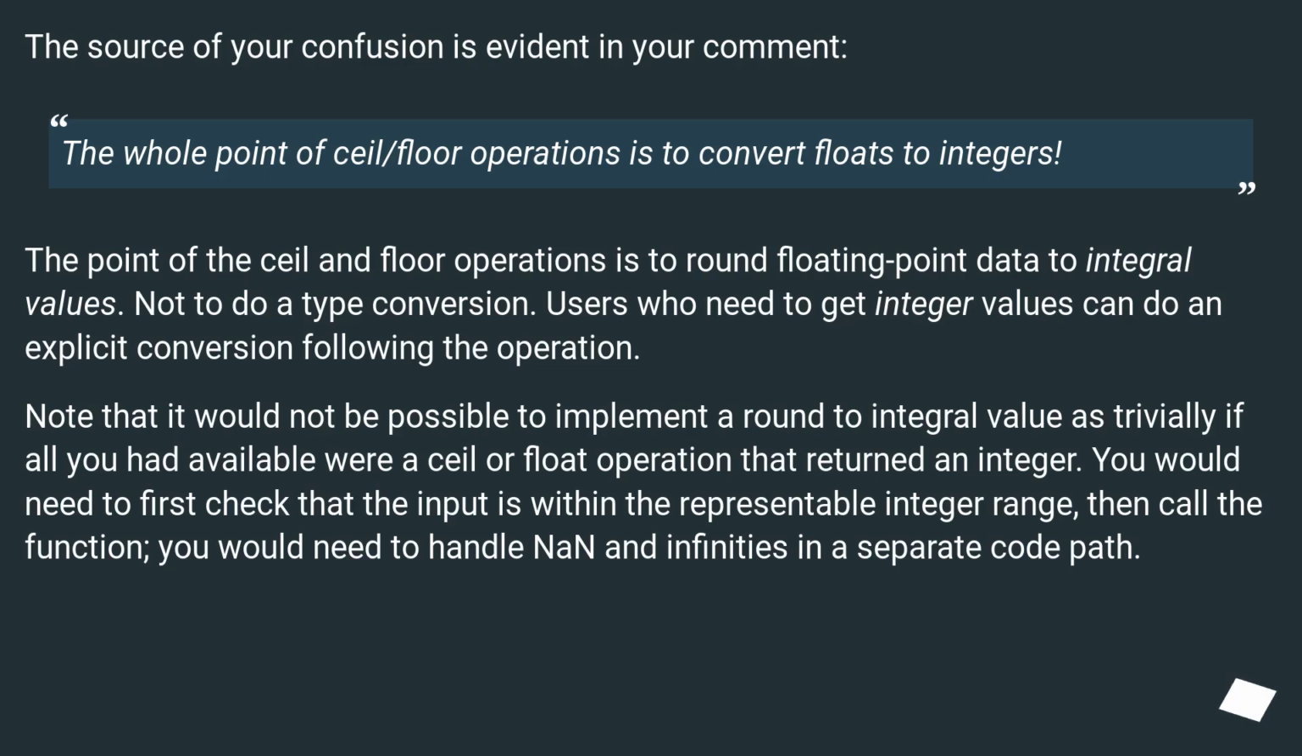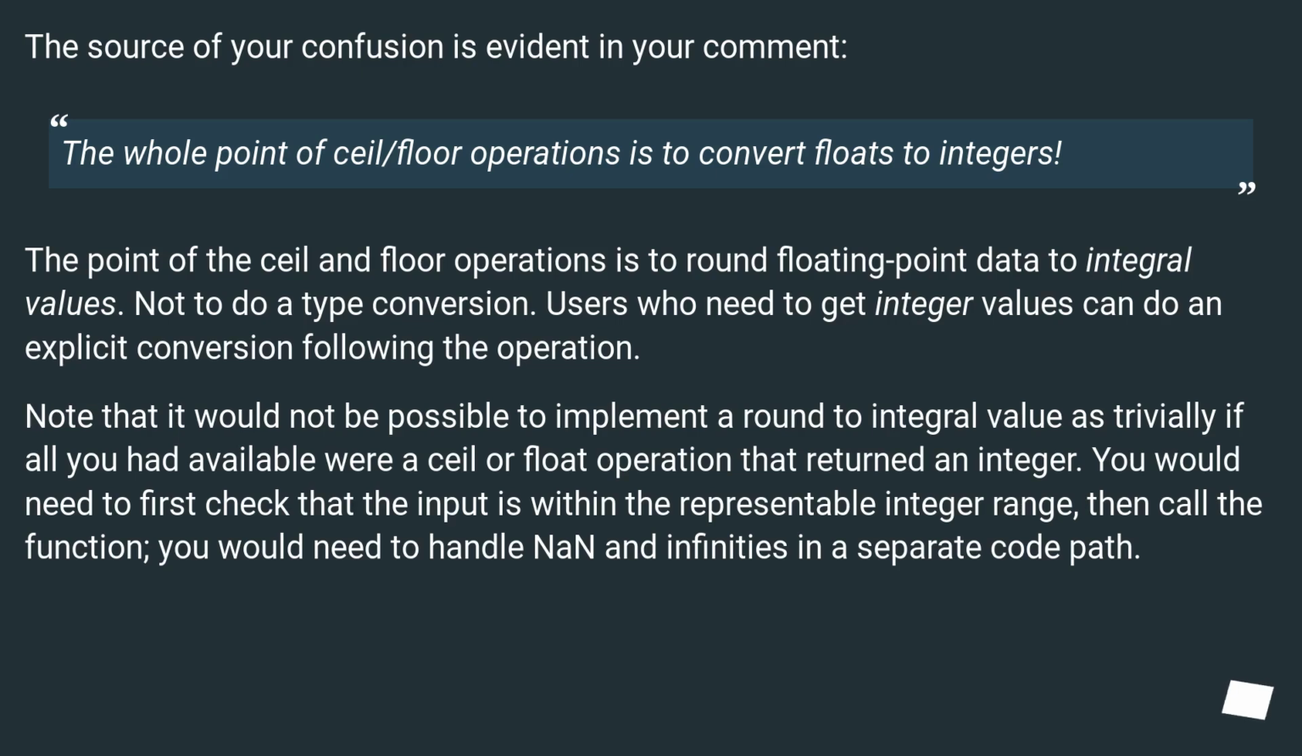The source of your confusion is evident in your comment. The whole point of ceil/floor operations is to convert floats to integers. The point of the ceil and floor operations is to round floating point data to integral values, not to do a type conversion. Users who need to get integer values can do an explicit conversion following the operation.